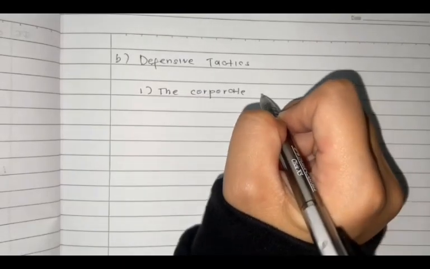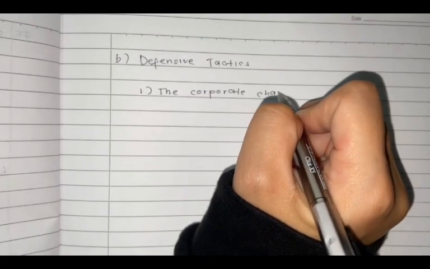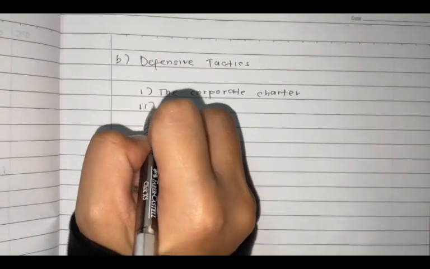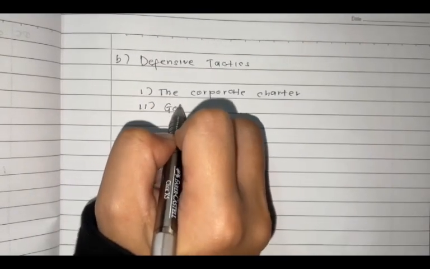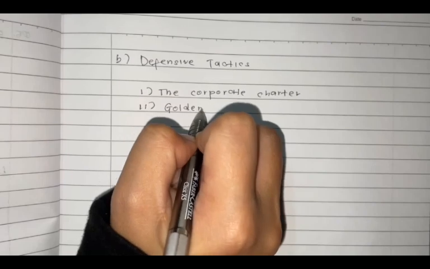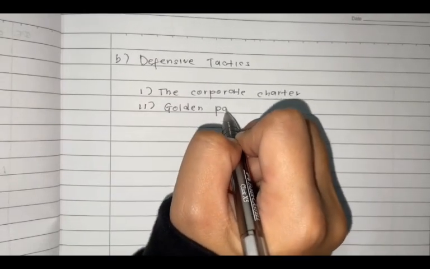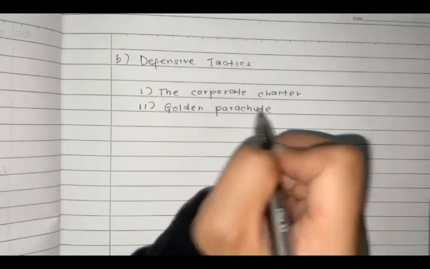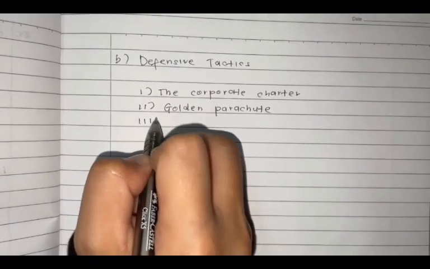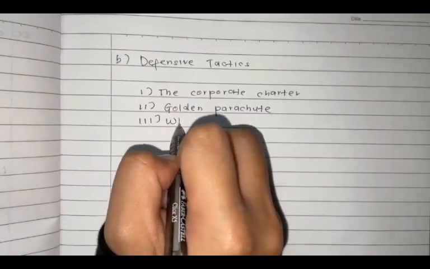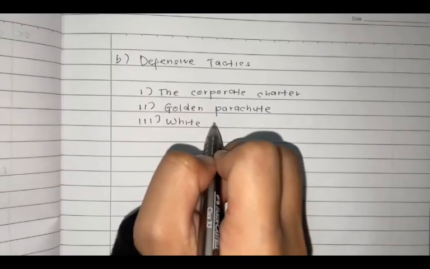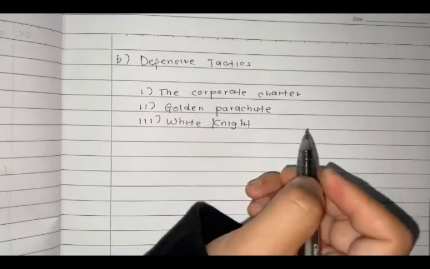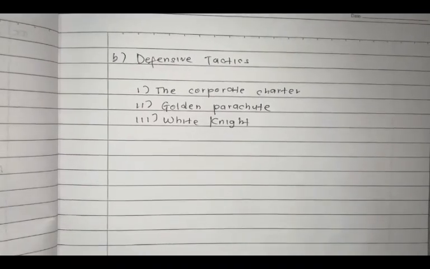Second, golden parachute. Golden parachutes are large financial compensation packages offered to top executives if they lose their position due to a takeover. This package can deter acquirers by increasing the cost of a merger. Last but not least, White Knight. A White Knight is a friendly company that steps in to acquire a target company facing a hostile takeover. The White Knight offers better terms and aligns with the target company's management and interest.